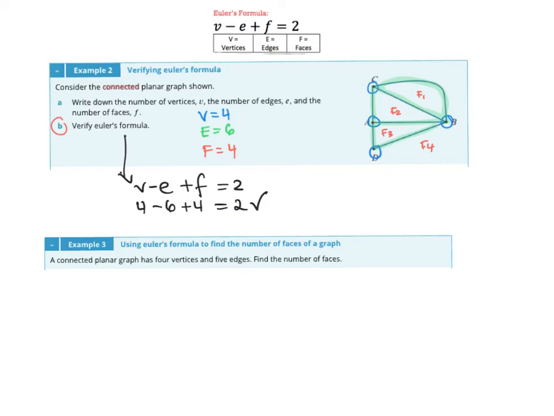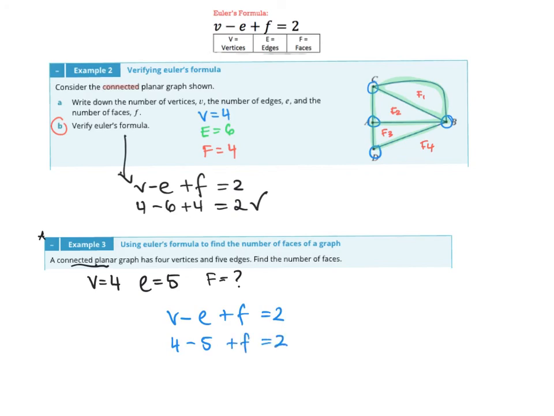All right. So a connected planar graph has 4 vertices and 5 edges. Find the number of faces. So here's where we know V equals 4 and E equals 5. Now they've told me it's a connected planar graph, so I can use Euler's formula, and they want me to know faces is the question. So if I wrote out Euler's formula, V minus E plus F equals 2, but I know V is 4, and I know E is 5, and plus F equals 2.